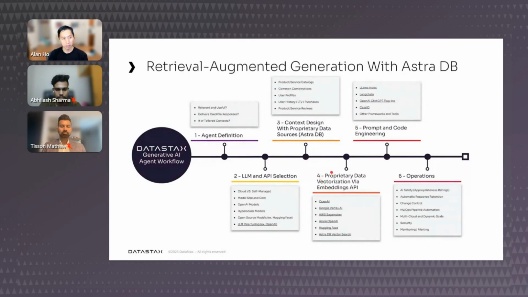Other things you need to think about are the access patterns. Then you have to figure out how you actually vectorize your data, and then how you use prompt engineering to call your LLM and your databases. In particular, you have to think about what kind of software orchestration frameworks to use, like LangChain or Cass.io. This is the open source software that we provide to help out. And then last but not least, you have to think about operations.